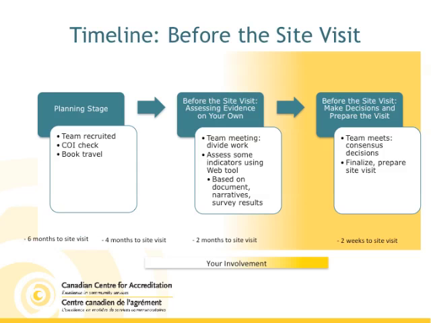About 2 months before the site visit is when your work really begins in earnest. Your team will have met and divvied up the work, and you'll begin assessing some of the indicators using the web tool. By 2 weeks before the site visit, you'll be done your individual decision-making and be getting together as a team to make team consensus decisions on all the indicators you can and to finalize and prepare the site visit.